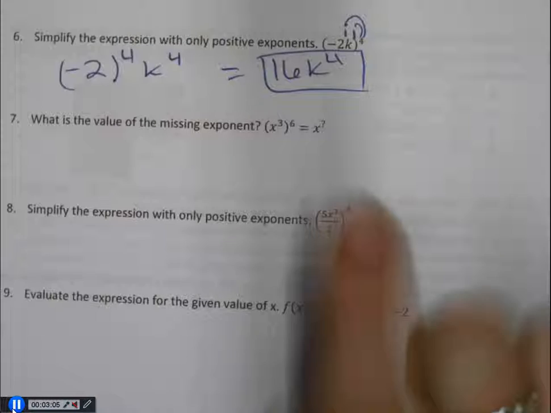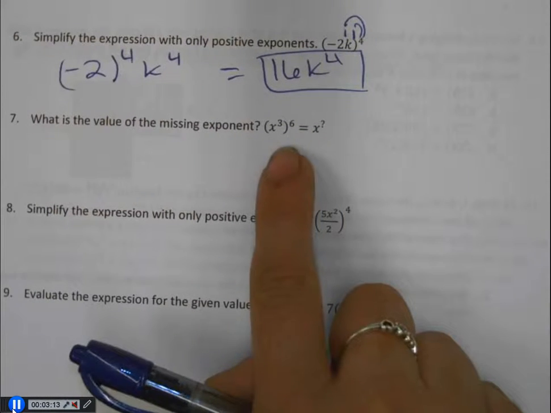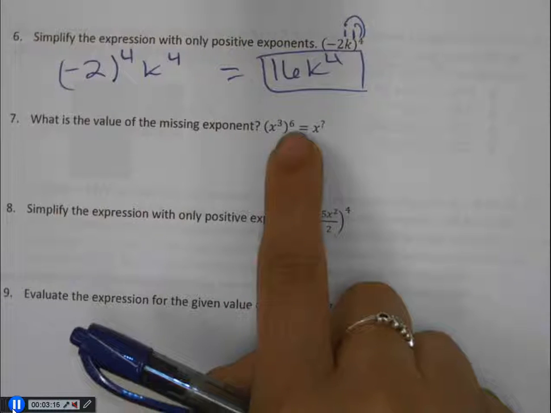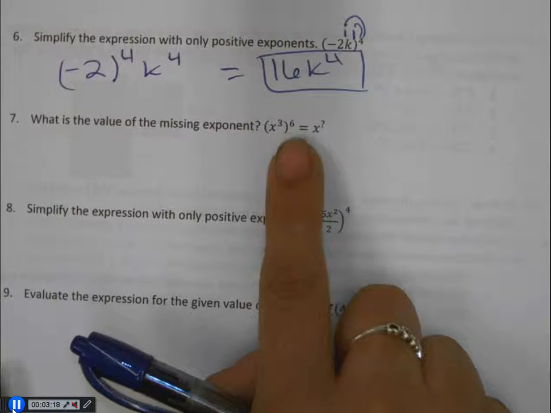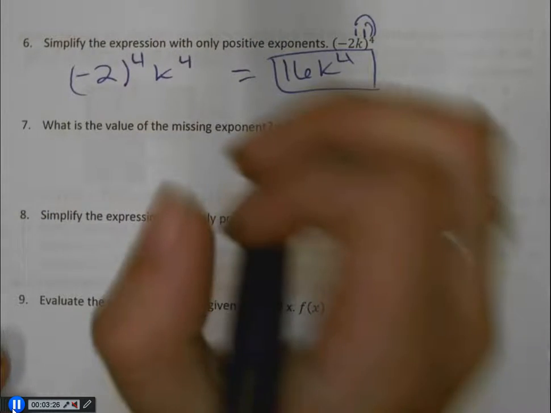Number 7, when I have an exponent raised to an exponent, I multiply them. So, what's 3 times 6? 18.